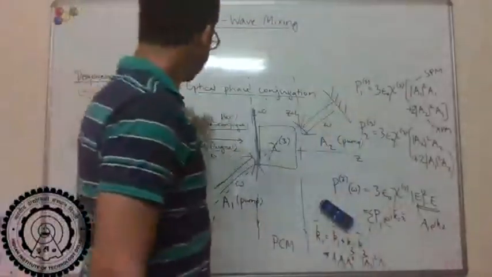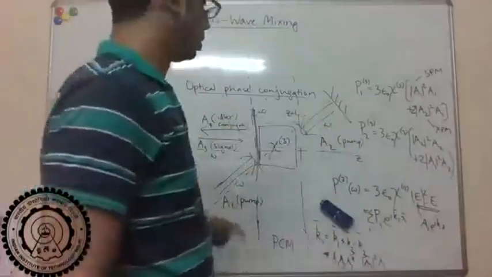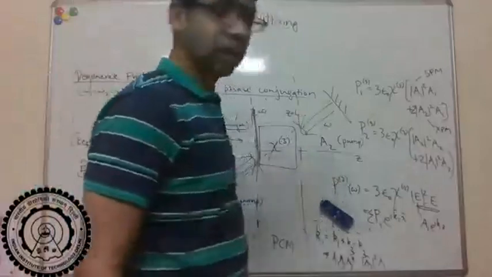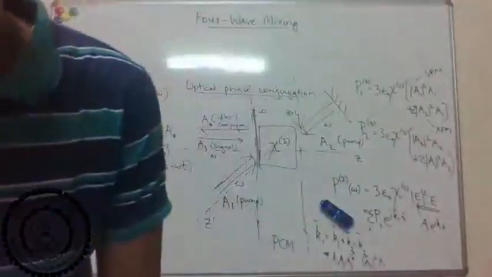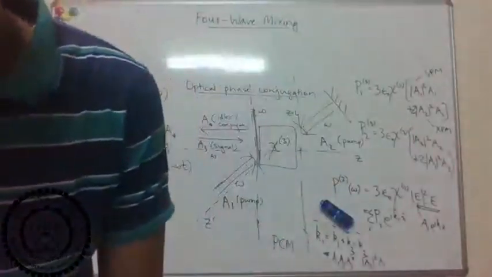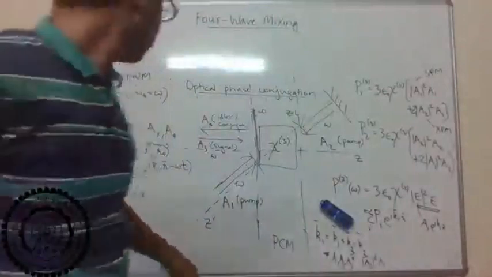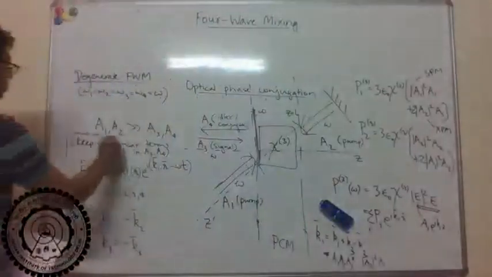There'll be other terms with 3 and 4, but you can see any term. We don't have to find the relation between A2 and A3, A4. We have to find it in terms of A1 only. So what I'm doing here is this.